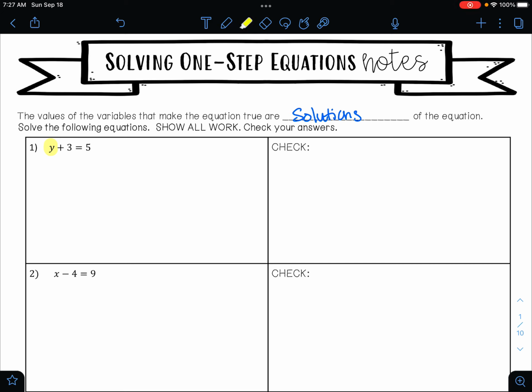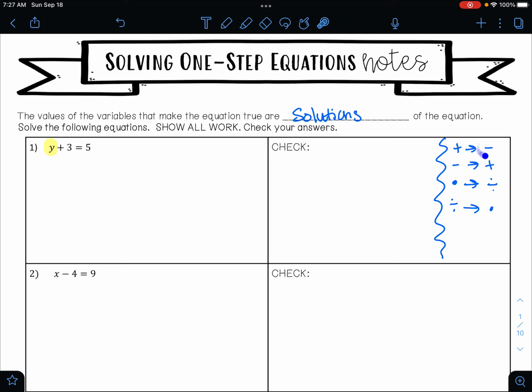Remember the opposites. The opposite of addition is subtraction. The opposite of subtraction is addition. The opposite of multiplication is division. And the opposite of division is multiplication. So we need to do what is called the inverse operation, or the opposite operation, to be able to solve each equation. The opposite of adding, here we're adding 3.